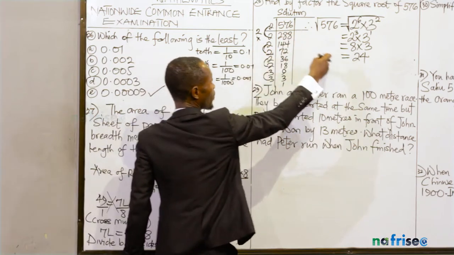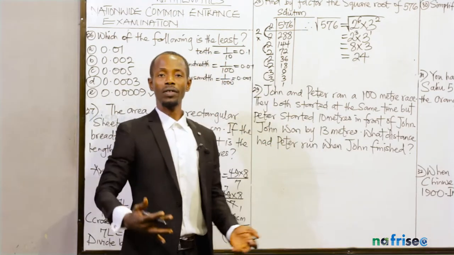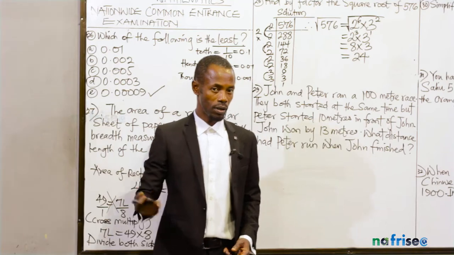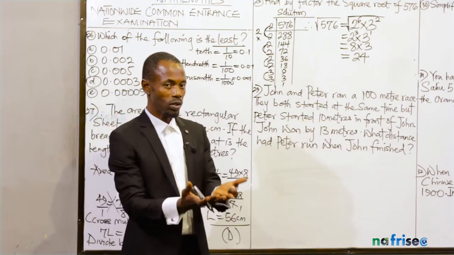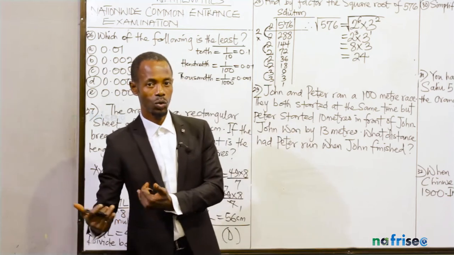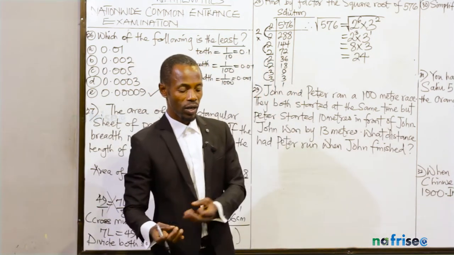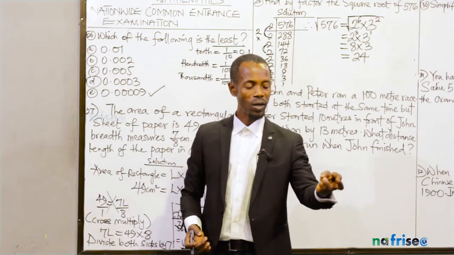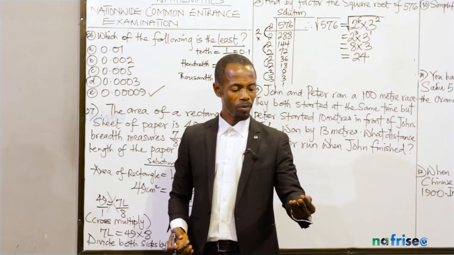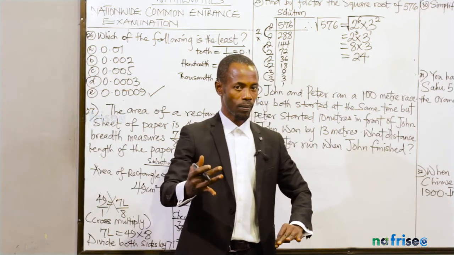What do I mean by perfect square? A number that has a whole number square root. What are your perfect squares? 4, 9, 16. If you look for the square root of 4, it's 2. Square root of 9 is 3. Square root of 16 is 4. Square root of 25 is 5. 4, 9, 16, 25, 36, 49, they are perfect squares. So I will use the word perfect squares.